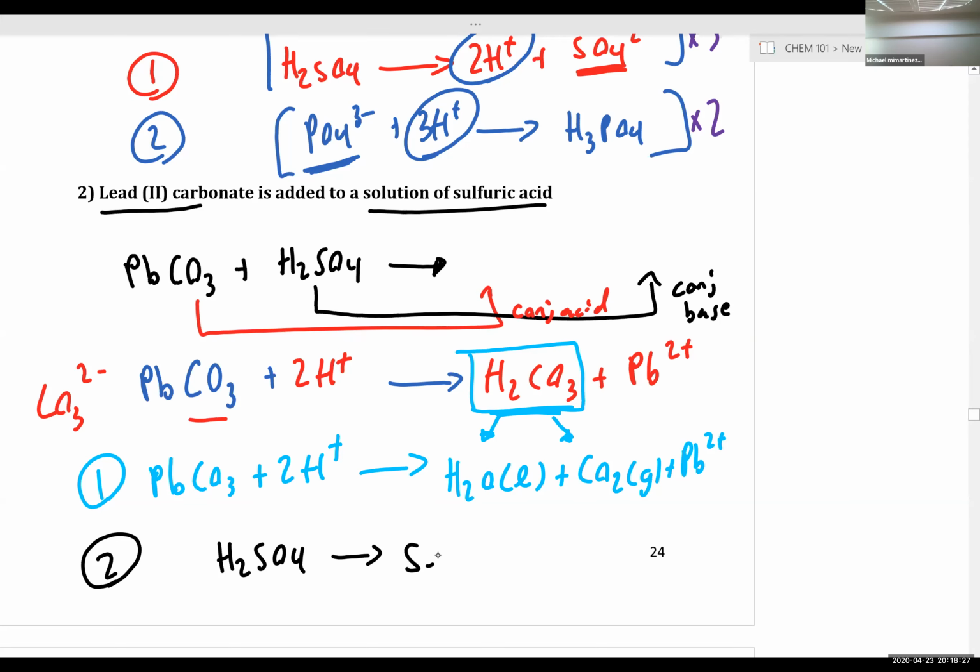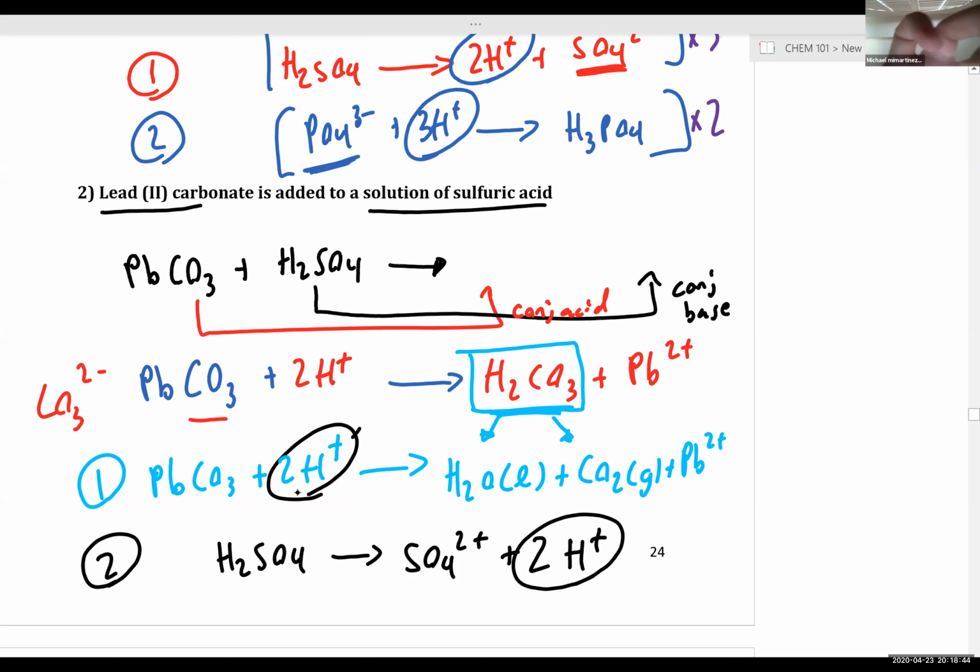Sulfate, yep. And how many H plus equivalents? How many H pluses do we make as well? 2. Perfect. So now we have the same number of H pluses on each side. So we just add them together and our equation cancels.